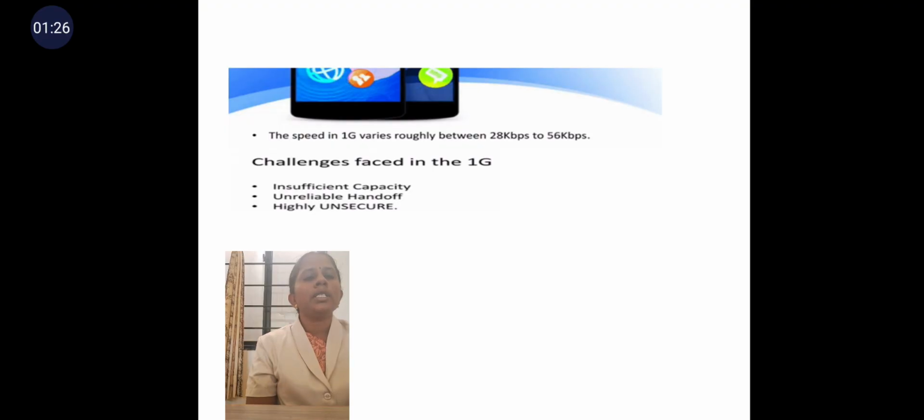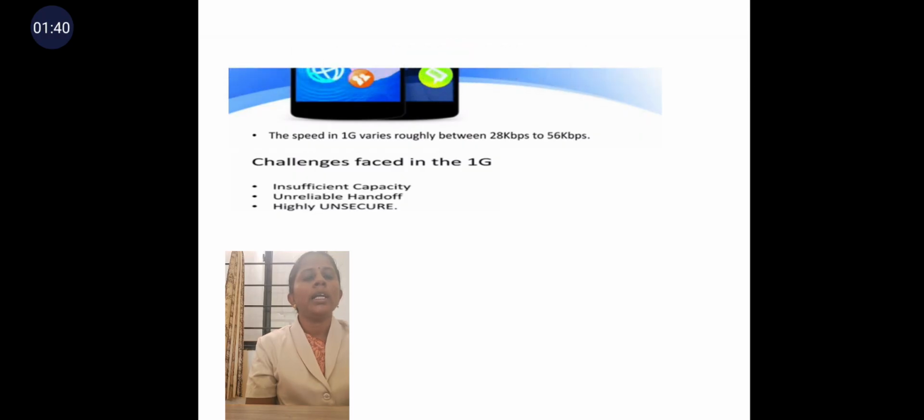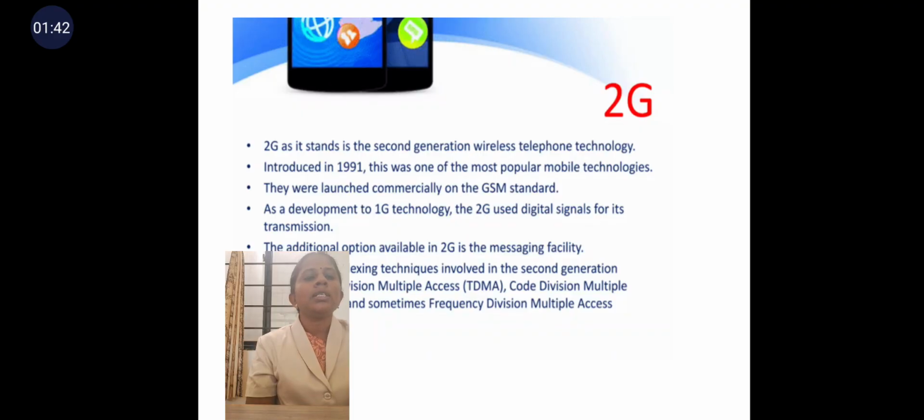The speed of the first generation is 28 kilobits per second to 56 kilobits per second, and the challenges faced in the first generation are insufficient capacity, unreliable handoff and being highly insecure. So next one is second generation.